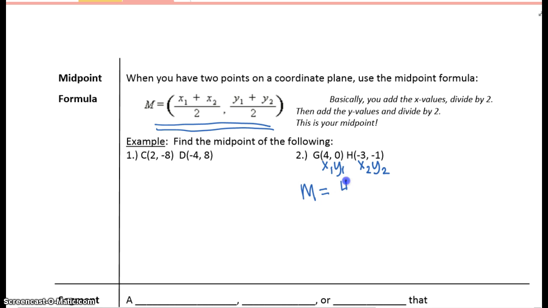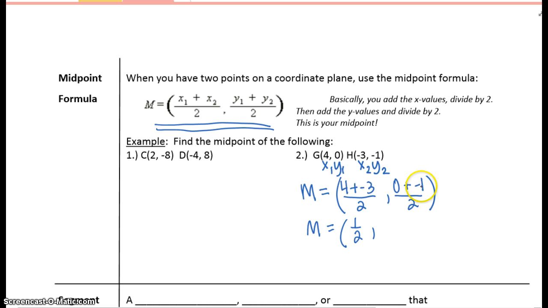So we add our x's together, and we divide by 2. And then we add our y's together, and we divide by 2. So then 4 plus a negative 3 is going to give you 1, so that's 1/2.